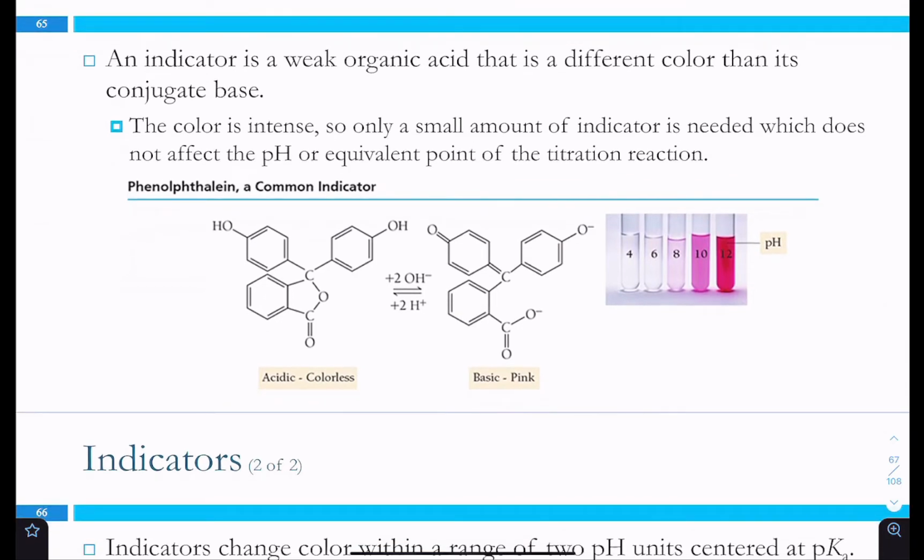So this is the structure for phenolphthalein, fun molecule. So in acidic conditions, it's colorless, but when you break this ring system here open, it suddenly has color.